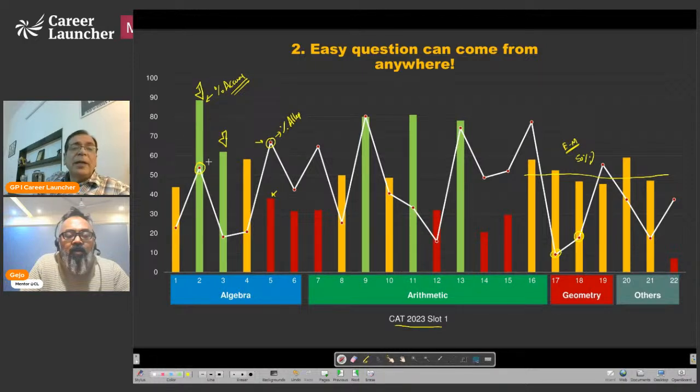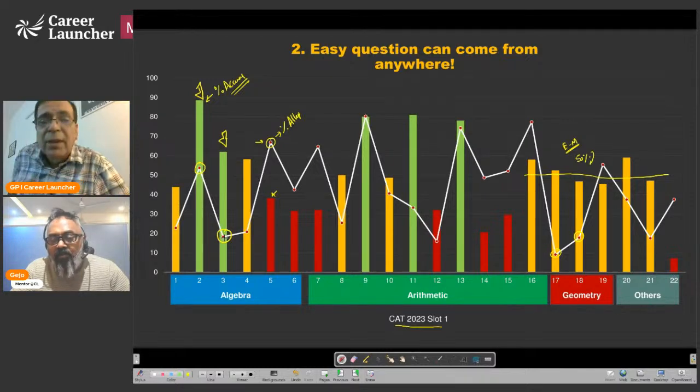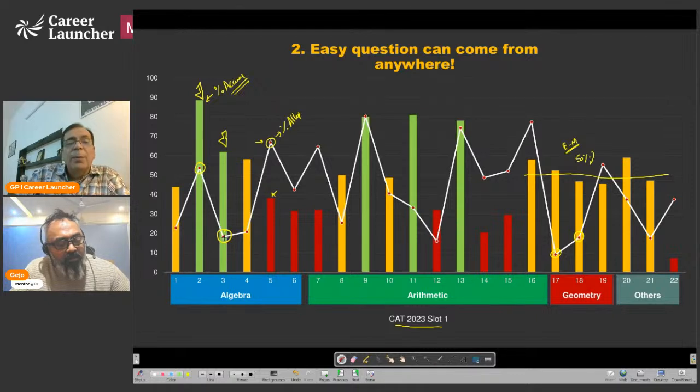Question number 2 attempted only by 50% students. Question number 3 attempted by only 20% of the population. So if I'm analyzing my paper, I need to be very clear that I should not be missing out on easy questions. And I have always maintained that you don't do well in the paper because you are missing out on easy questions. Compare this with question 5 and 7.